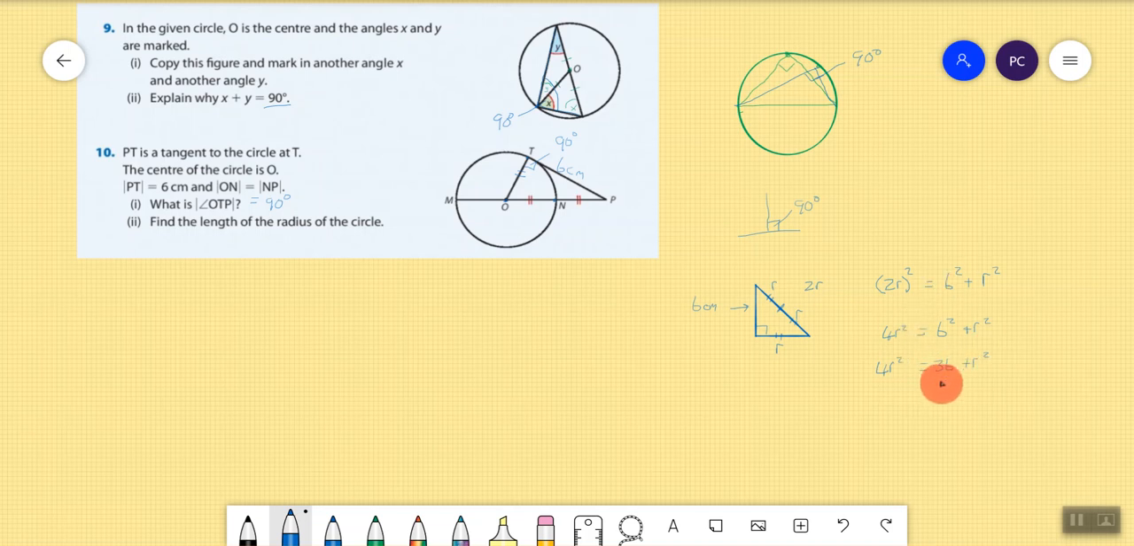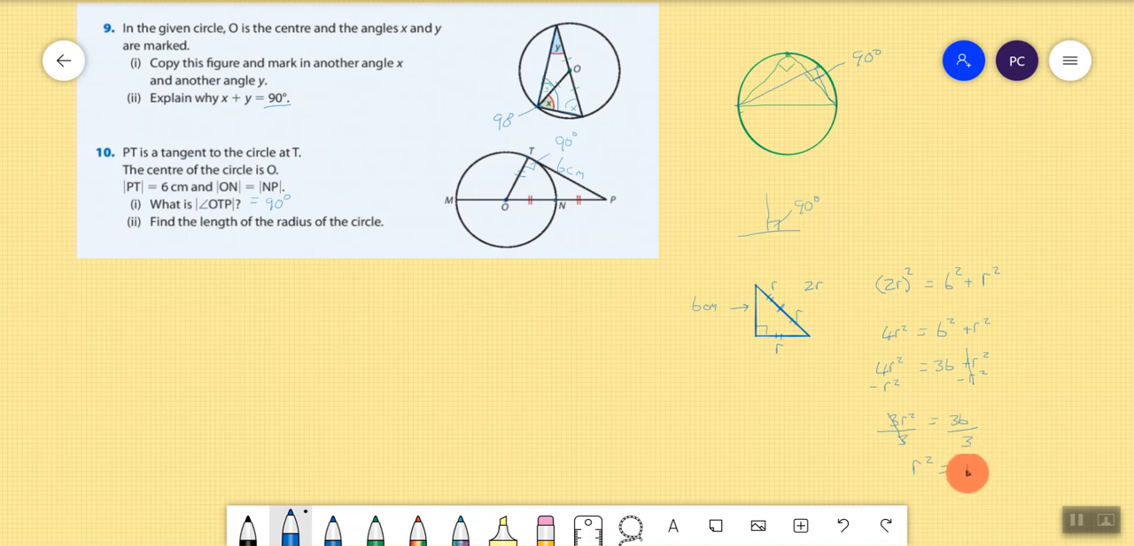Now we want to collect up all the R squareds on one side. So if this is plus R squared, we can minus R squared from here, so those two will cancel out. And then we have to minus an R squared from this side, so that will leave us with 3R squared equal to 36. Then we can divide this side by 3 and this side by 3, and you'll be left with R squared equal to 36 divided by 3, which is 12. Let me just double check, 36 divided by 3 is 12.